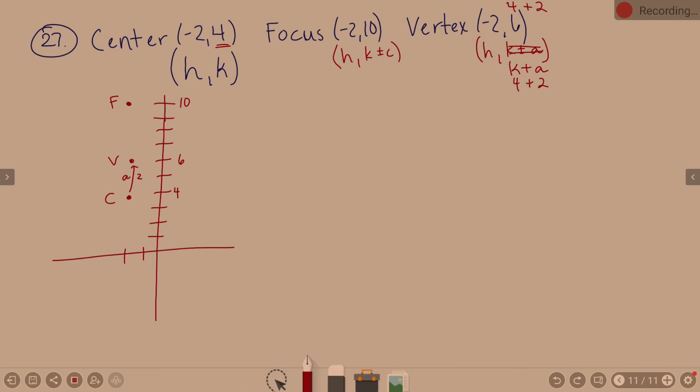I can do the same thing with my foci. How far to get from the center to the foci? Well, the center to the foci is going to be c, isn't it? And how far is it to get from 4 to 10? Four to 10 is going to be 4 plus 6. And that's how I know my c value is 6.